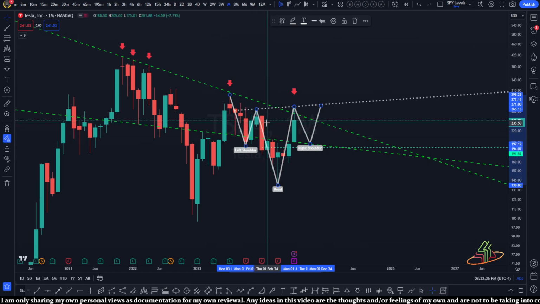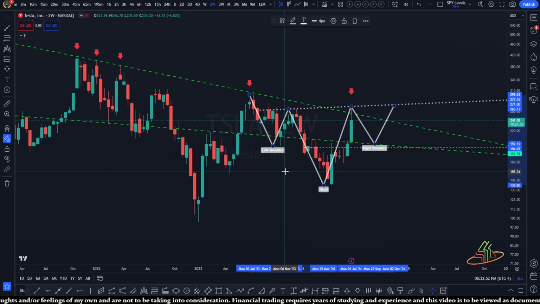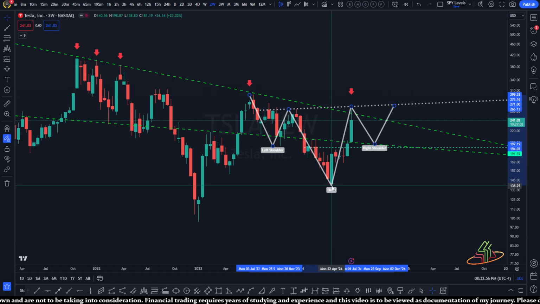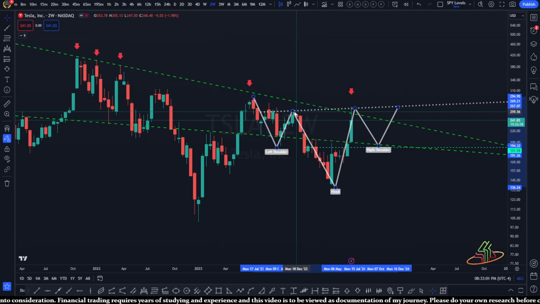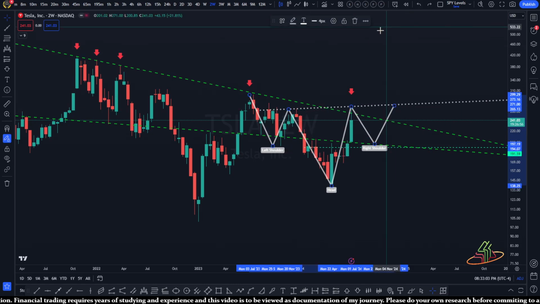So we had this little inverse head and shoulders on a lower time frame. We have this inverse head and shoulders on a monthly or 2 week time frame. I say on the 2 week time frame, right? And then let's fix this up though. Let's fix that.